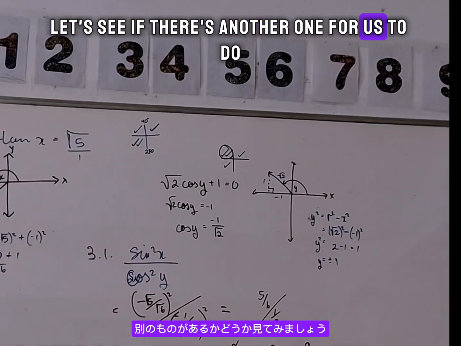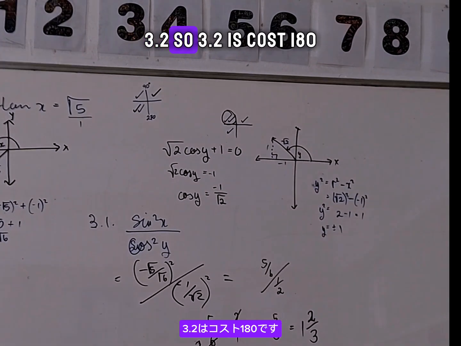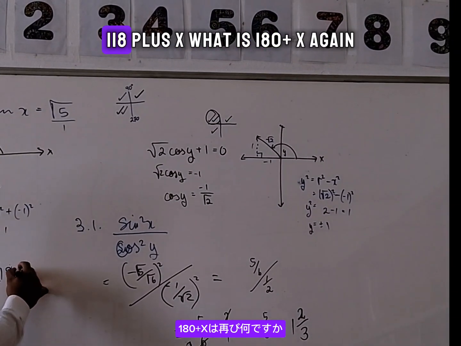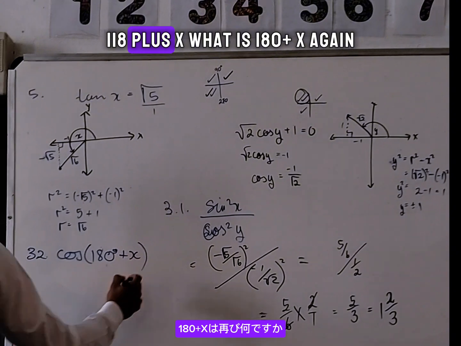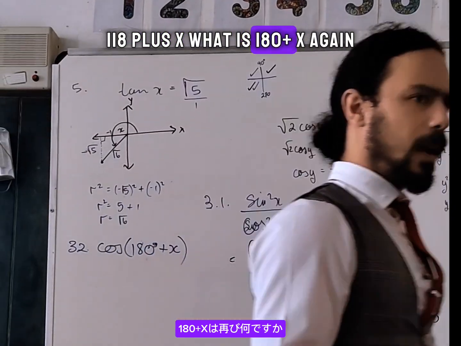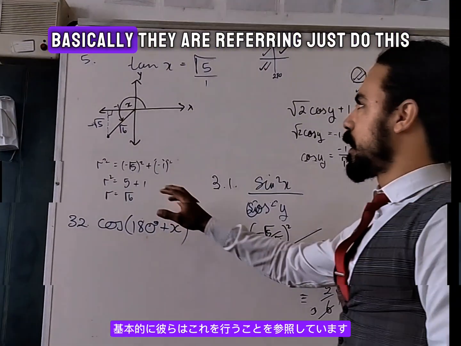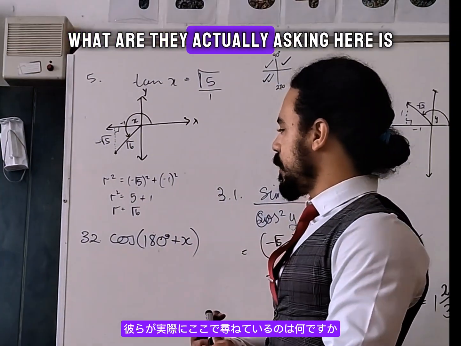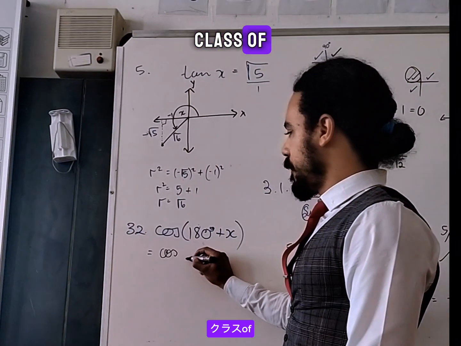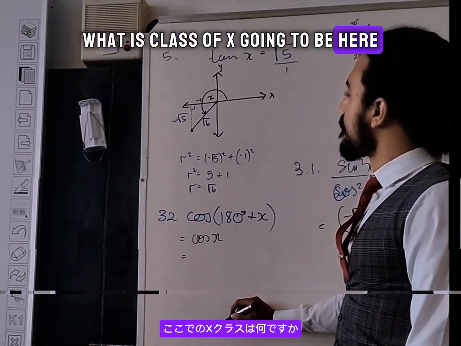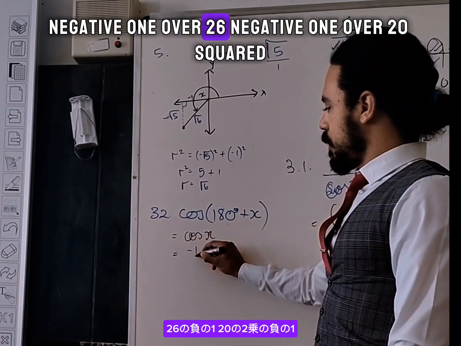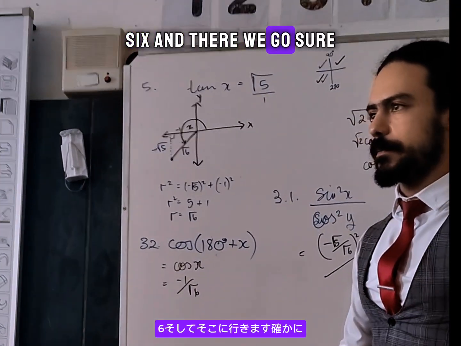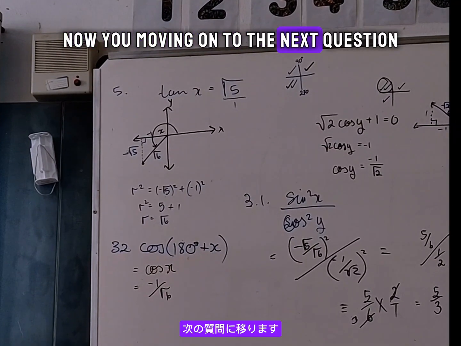Let's see if there's another one for us to do. 3.2. So 3.2 is cos of 180 plus x. What is 180 plus x again? In which quadrant are we working? Basically they are referring just to this. Alright, so I'm first going to do the reduction. What are they actually asking me here is cos of x. What is cos of x going to be here? Negative 1 over square root 6. And there we go. Now we're moving on to the next question.